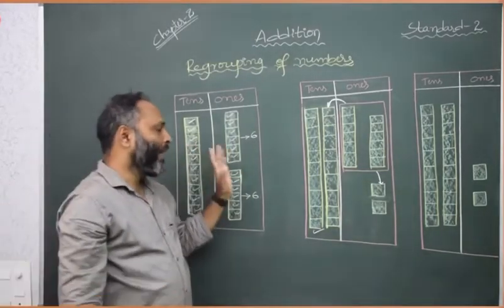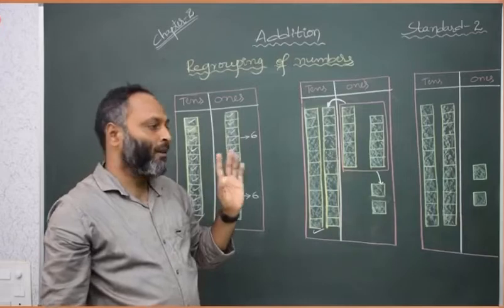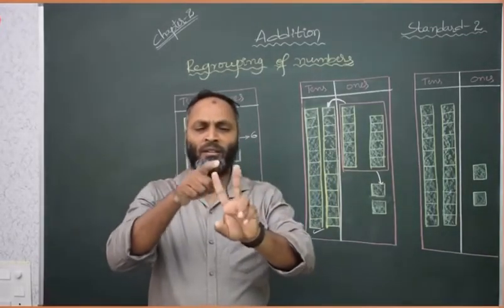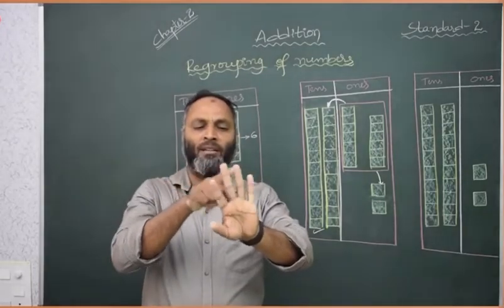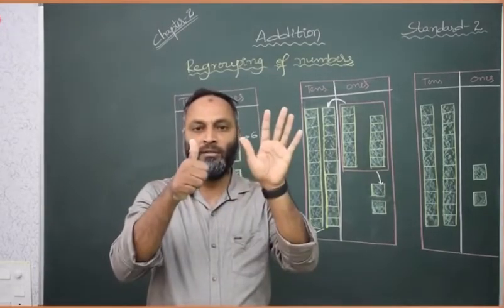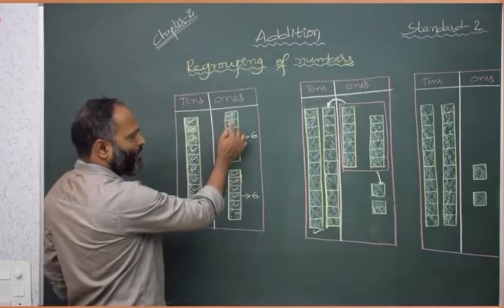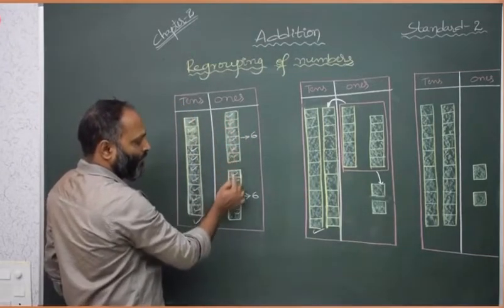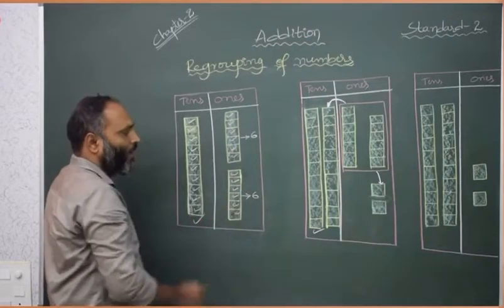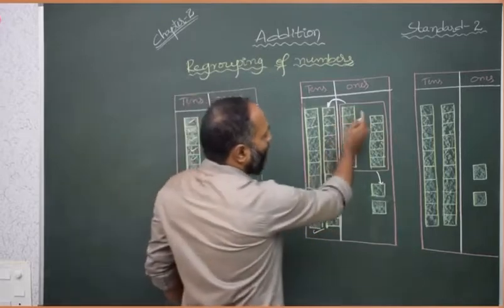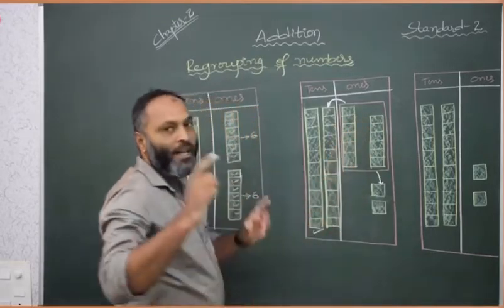If we add the two 6s, what happens? Add 6 and 6: 6, 7, 8, 9, 10, 11 and 12. The total is 12 blocks. Count it: 1, 2, 3, 4, 5, 6, 7, 8, 9, 10, 11, 12. In these 12 sub blocks, we take 10 and make one 10 block.